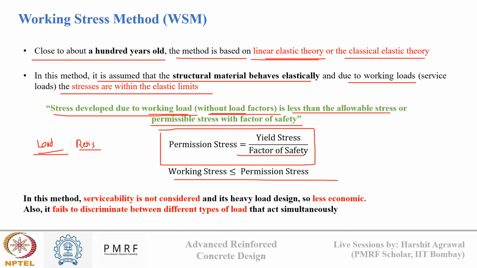In this method, you can see there is no serviceability that is considered. That's why this method is less economic, since it is a very old method. And it is a very simple method since we are applying a factor of safety on only one side. It also doesn't distinguish between different load types. So that's why it is less economical compared to other methods.